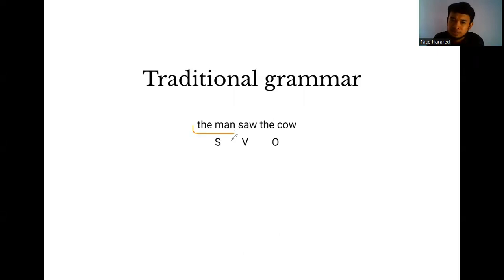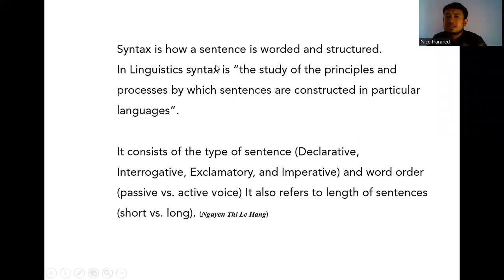So the man is the subject, the verb is saw, and the cow is the object. Now, syntax is how a sentence is worded and structured. In linguistics, syntax is the study of the principles and the processes by which sentences are constructed in particular languages.